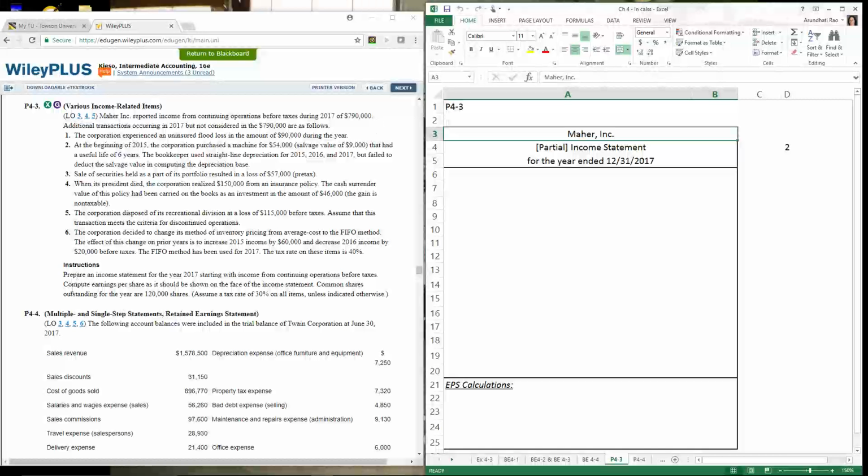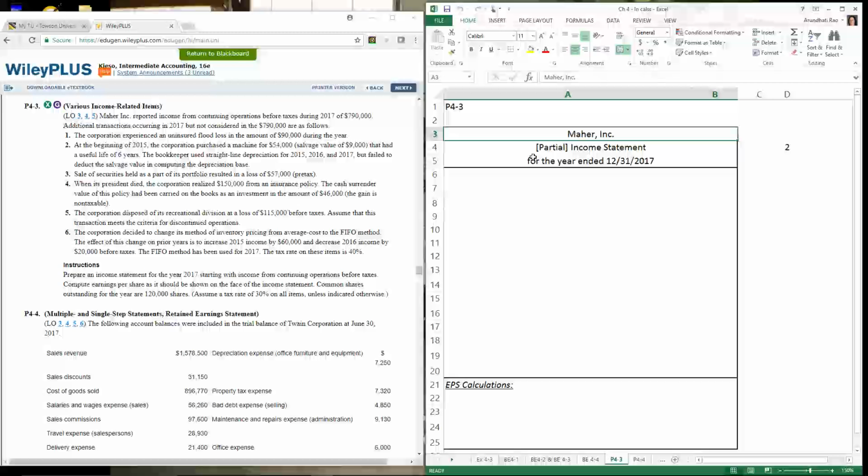Under instructions, they're asking us to prepare an income statement for the year 2017, starting from income from continuing operations before taxes. They've also asked us to compute earnings per share as it should be shown on the face of the income statement. Common shares outstanding for the year are 120,000 shares. They've asked us to assume a tax rate of 30% on all items unless indicated otherwise.